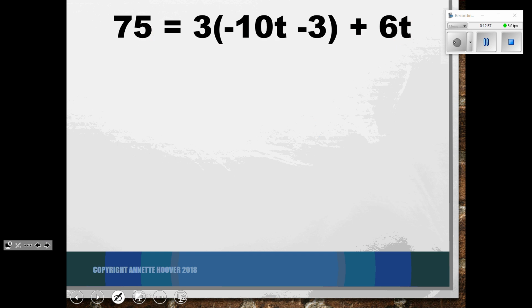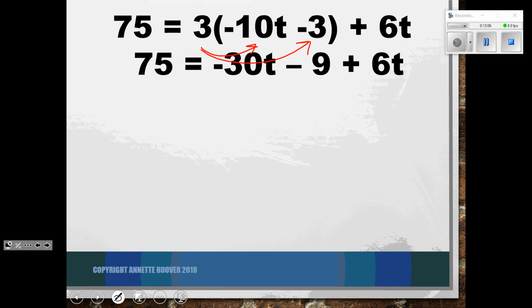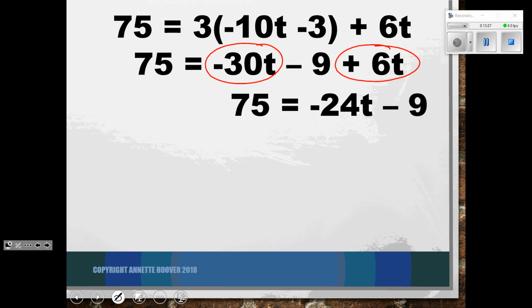So again, here you'll see that we have the distributive property. So the first thing we're going to do is multiply 3 times both terms in parentheses. 3 times negative 10t is a negative 30t. 3 times negative 3 is a negative 9. Distributive property first. Next, find the variables, and we notice that we have, again, like terms that we can combine. We have a negative 30 and a positive 6. Different signs subtract, so that gives us a negative 24t when we combine them.